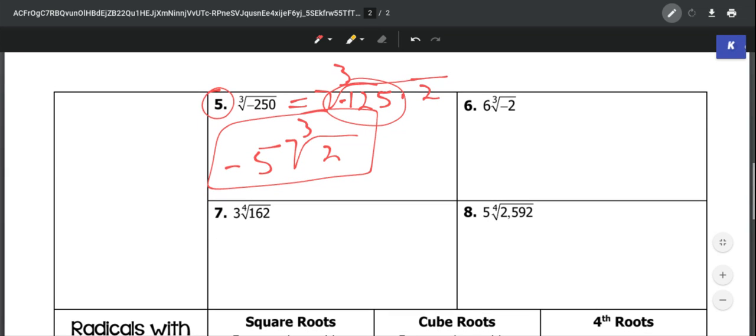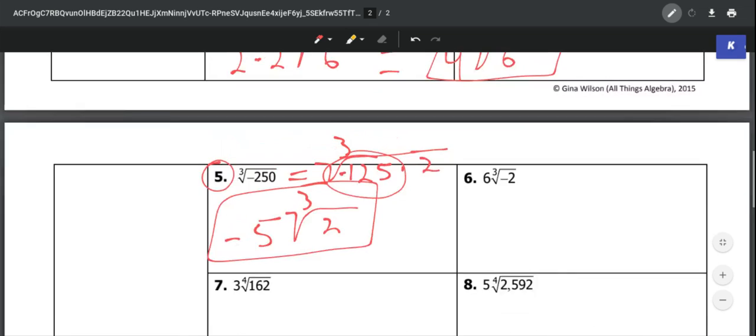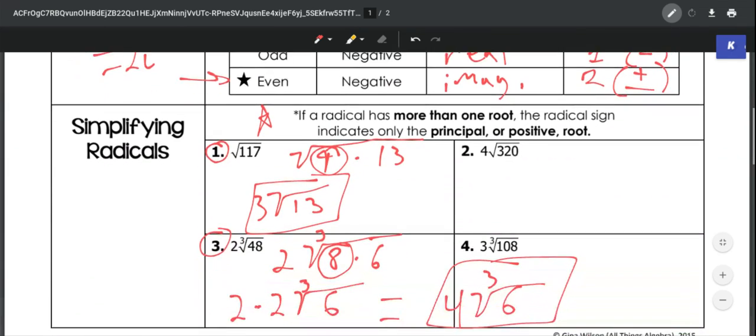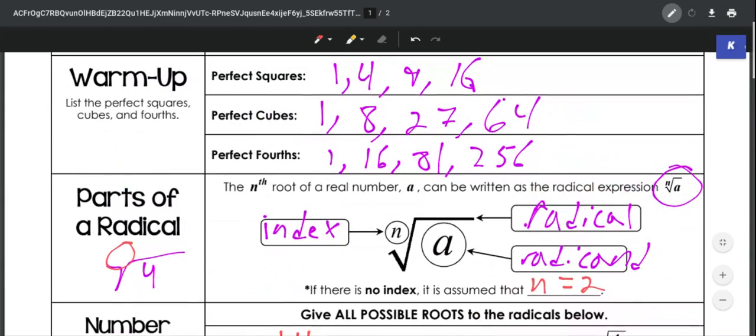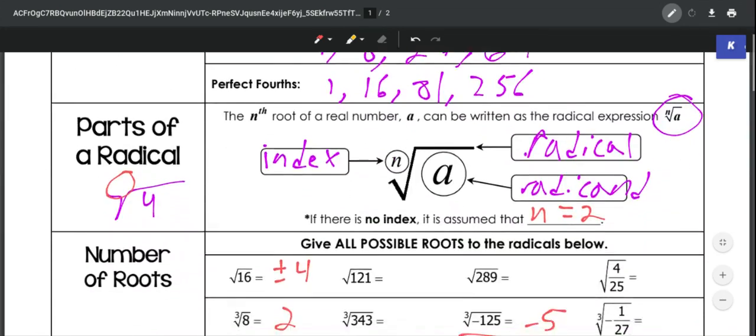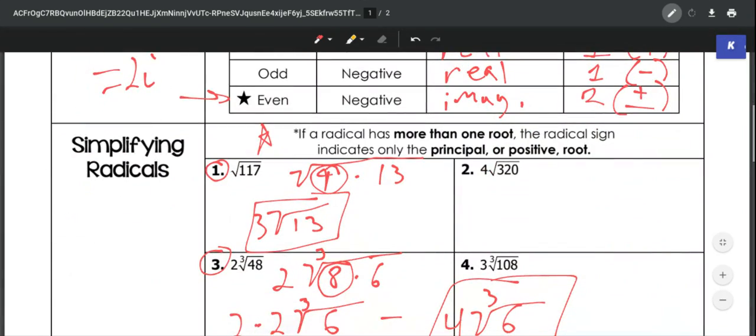So breaking down the actual cube roots or fourth roots, it's really the same process, except now you need to break it down into perfect cubes and perfect fourths instead of perfect squares.